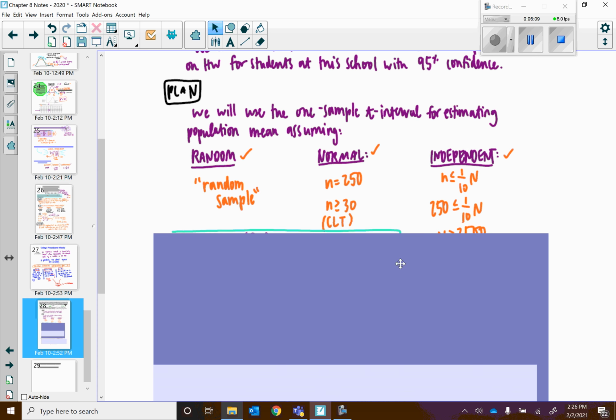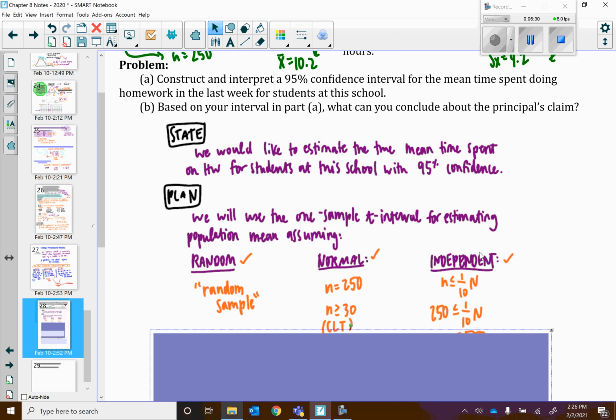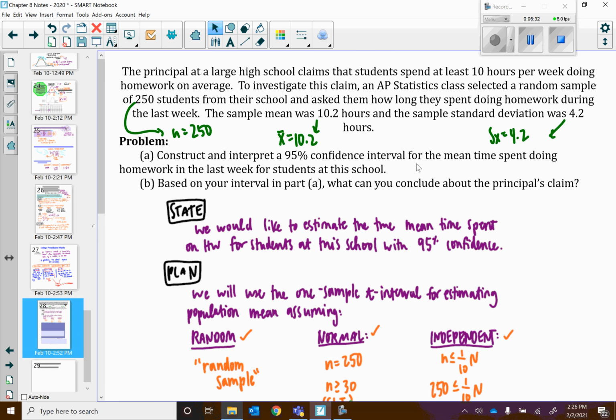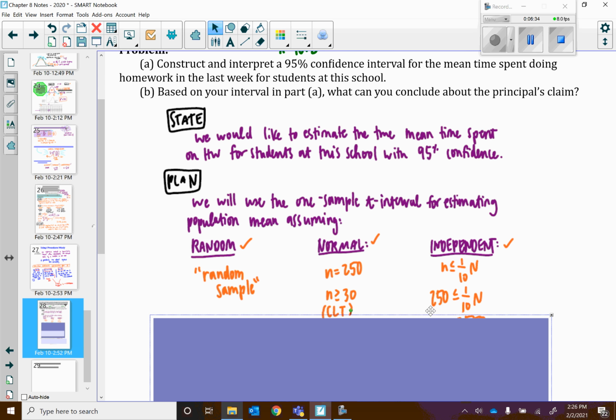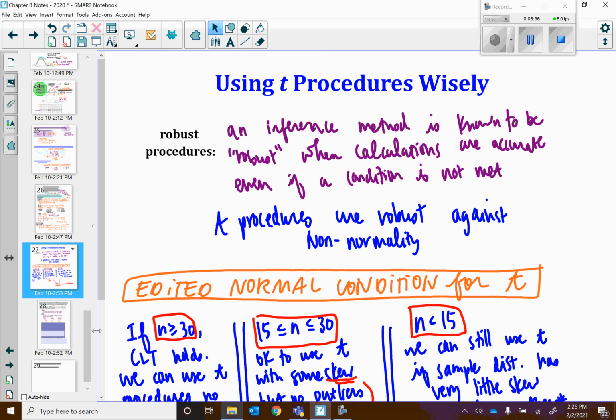We check normal by checking the central limit theorem, and luckily it holds here, so we don't really have to do much, and n is greater than or equal to 30. And our independent condition, n is less than or equal to 1/10 of our population. 250 is less than or equal to 1/10 population. Solve that for population. There would be more than 2,500 kids. And if this is a large high school, that is very plausible.